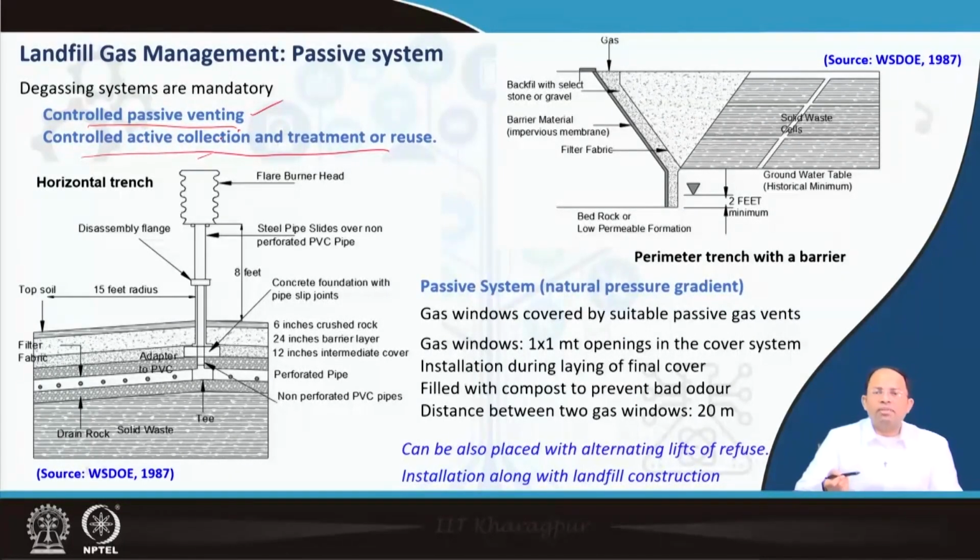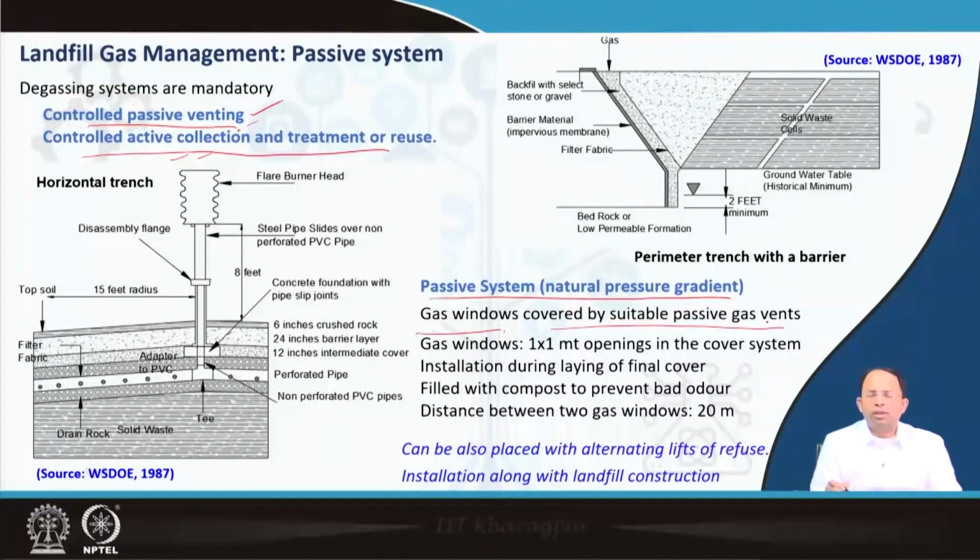Now in future landfills, the mandate is to go for active collection systems, but for existing landfills there are passive systems, or we can also design passive systems for already existing dump sites and so on. So in a passive system, the idea is the gas will move as per the natural pressure gradient of the gas. So we are not creating additional pressure by creating vacuum or so on. So that means we are allowing the gas to move. So for this, we create some windows, or we call them gas windows, covered by suitable passive gas vents.